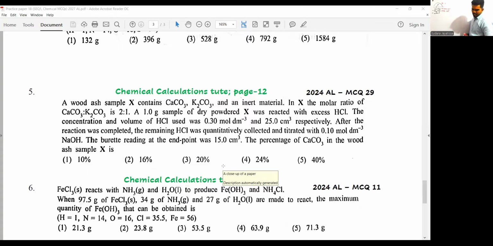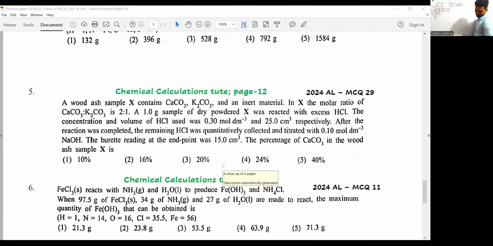And then in 1 gram of sample, so you are considering 1 gram of this whole sample, reacted with excess HCl, the concentration and the volume of the HCl used. So now this is reacting with HCl, no? So we have HCl solution, HCl concentration 0.3, and volume is 25 centimeter cube.